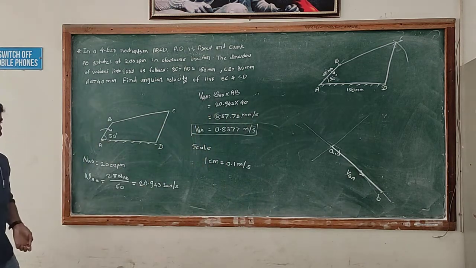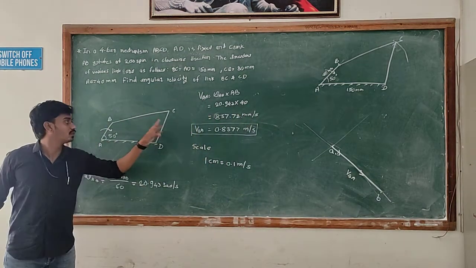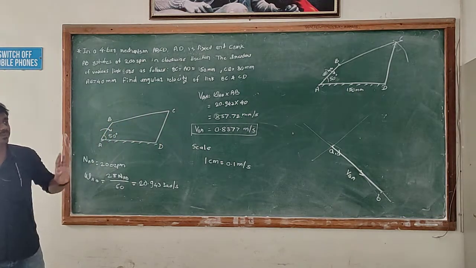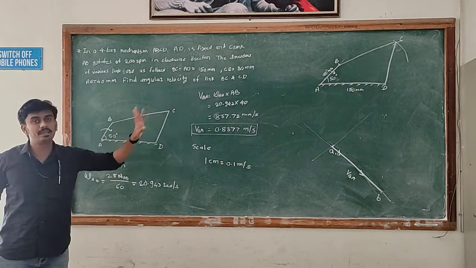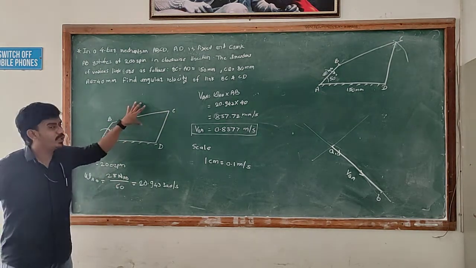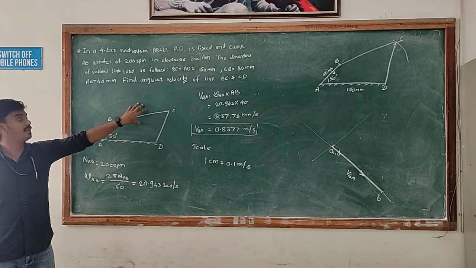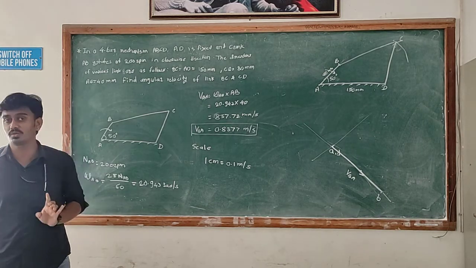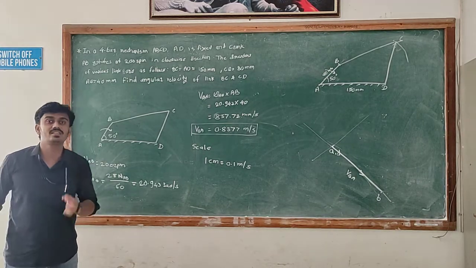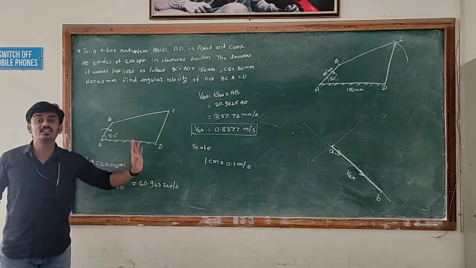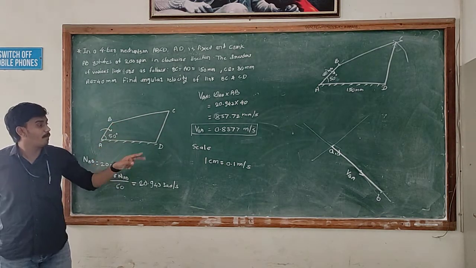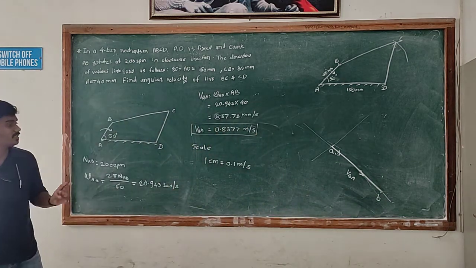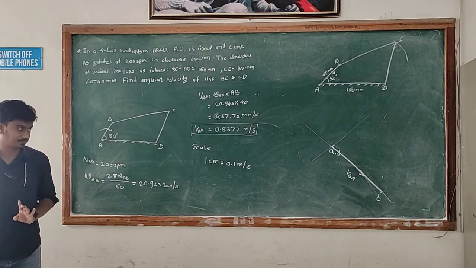Okay, now we want to draw the velocity vector of BC and CD. First of all, we will draw the velocity vector of BC. Okay, we don't know the magnitude of this velocity vector BC, but we know the direction, because velocity is always perpendicular to the direction of the link. Okay, so from point B, draw a line which is perpendicular to the link BC.